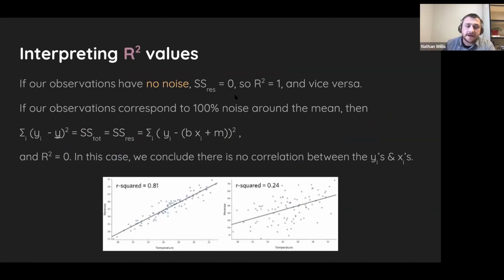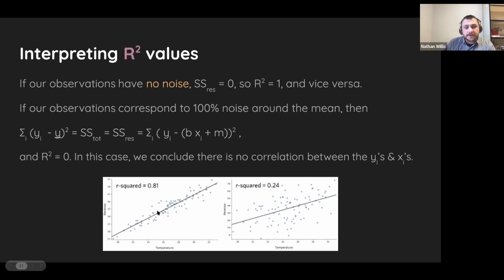All right, so here's really that same idea I just said. If SS res is 0, that means R squared is 1. Alternatively, if you have nothing but 100% noise around the mean, you're going to get your mean back as your line. And in this case, SS total and SS res are equal to each other. So that fraction would be 1, and you get R squared is 0. So the main takeaway here is R squared value goes between 0 and 1, and a value closer to 1 means you're capturing more variance of the data set with your line.